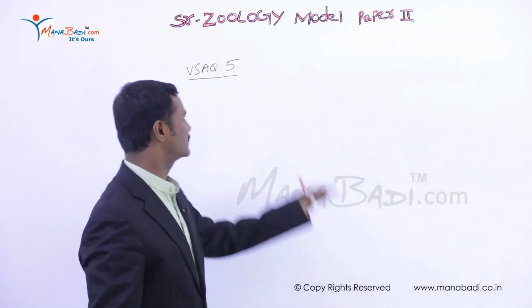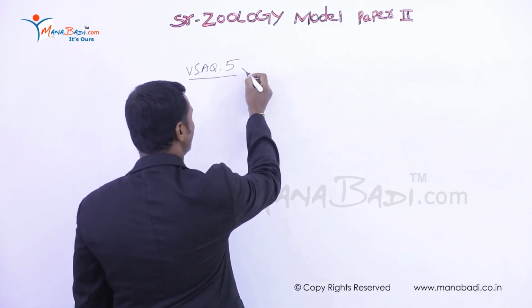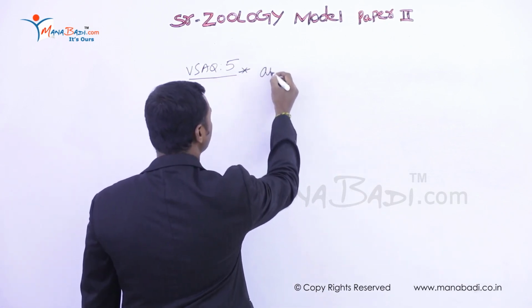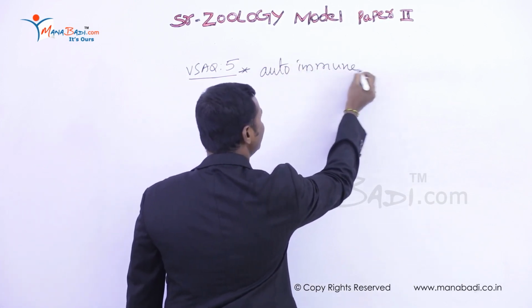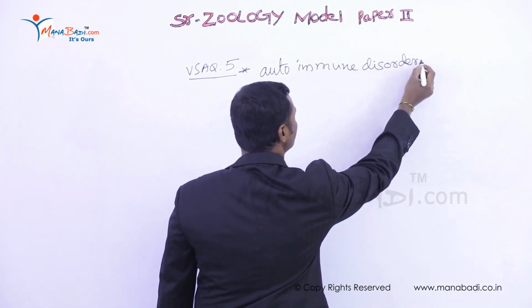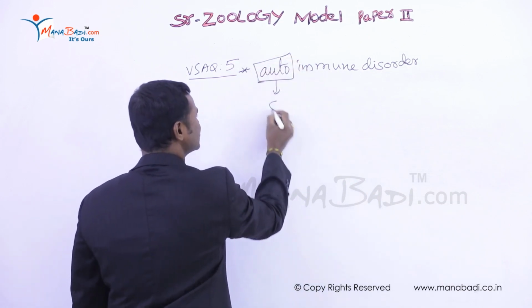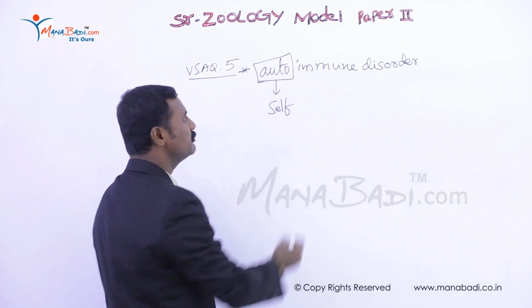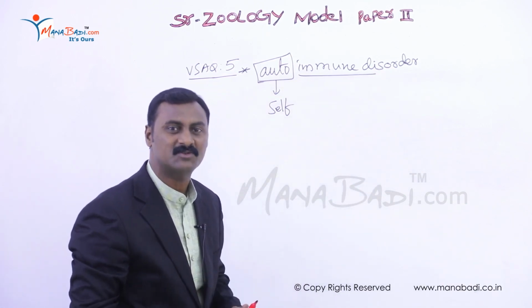Okay dear students, let us discuss question number 5. In this question they asked what are autoimmune disorders. First you see auto. Auto means self. Immune means which gives disease resistance power to our body.